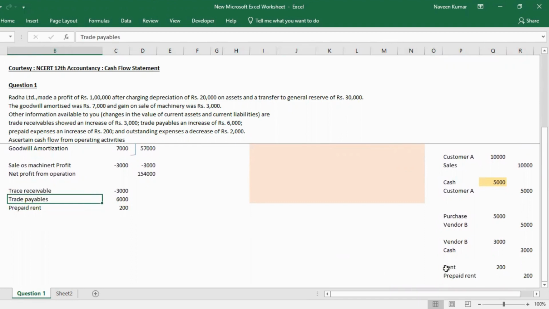You can see here, this is a journal entry. If I'm paying my rent in advance, my prepaid rent is decreasing. So when there is a decrease in current asset, there is an increase in cash. So 200. So outstanding expenses, a decrease of 2,000.